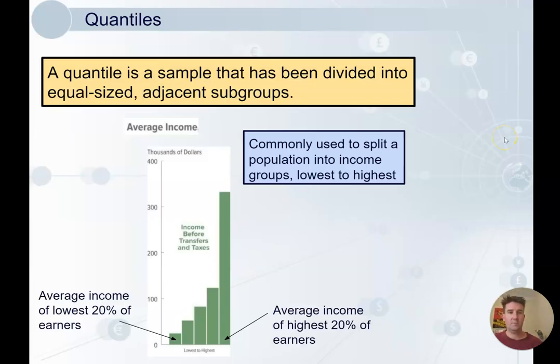Okay, we also see quantiles. A quantile is a sample that's been divided into equal-sized adjacent subgroups. The most common area we'll see this is splitting a population into income groups. We saw this with the Lorenz curve and income inequality. So say the average income of 20% of earners, the average income of that second lowest 20%, the middle 20%, the second highest 20%, and the highest 20%.